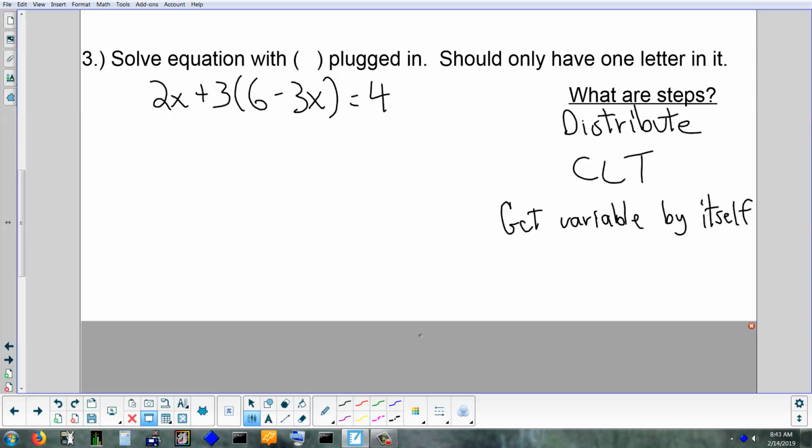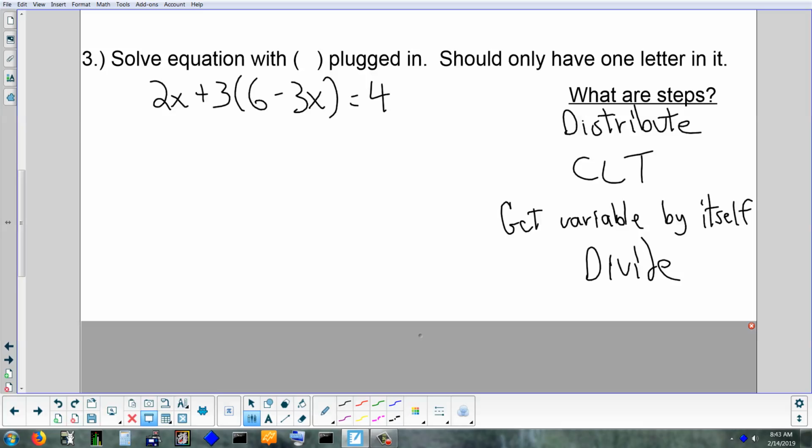Last step is always what? What's the last step? I already combined like terms, so I'm going to subtract. Let's say I might have 12x equals 24. What's that last step? Divide. So those are my steps: distribute, combine like terms, get the variable by itself, and divide.